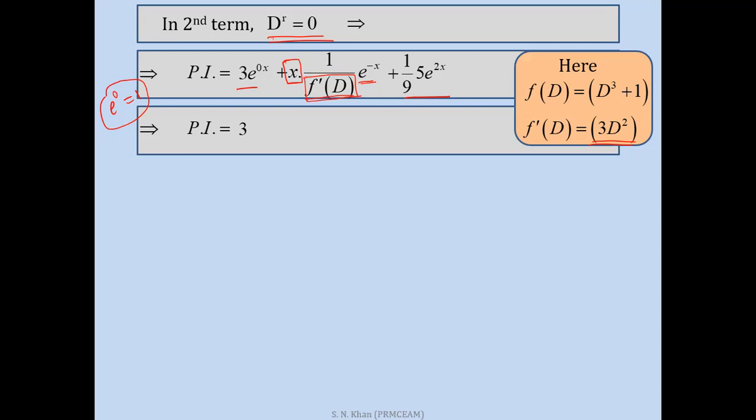Second term के अंदर हमें f dash of d का value put करना है. So x as it is into 1 upon f dash of d. Its value is 3d square. And function e to the power minus x, it is as it is. And third term mein phir se koi change nahi hoga. 1 upon 9 into 5 e to the power twice x, it will become 5 by 9 into e to the power twice x.